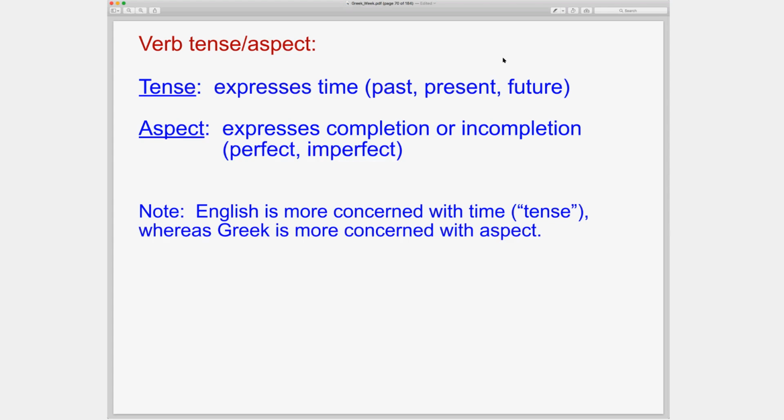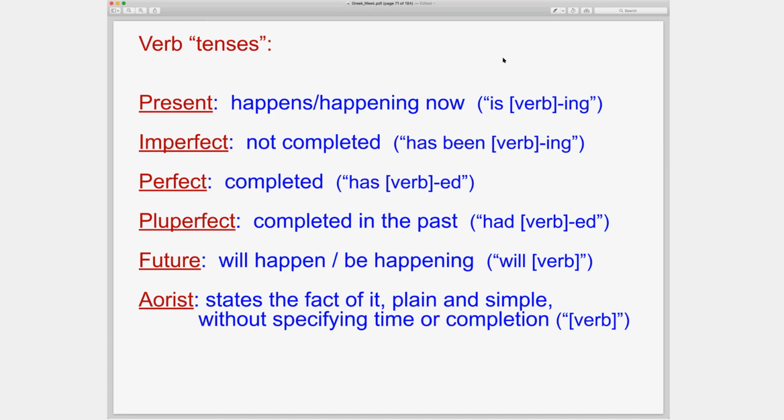Okay. Here are the tenses in Greek. Present tense is something that happens or is happening now. So it's verb-ing: is doing, is running, is loving. Imperfect is not completed. The implication is that it already started in the past, but it didn't complete. So that's a little bit tricky. Has been verb-ing: has been doing, has been loving. That's an imperfect tense.